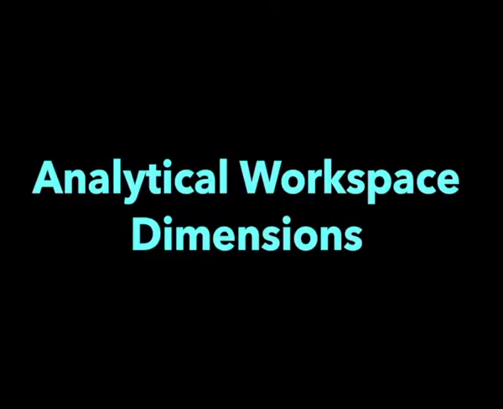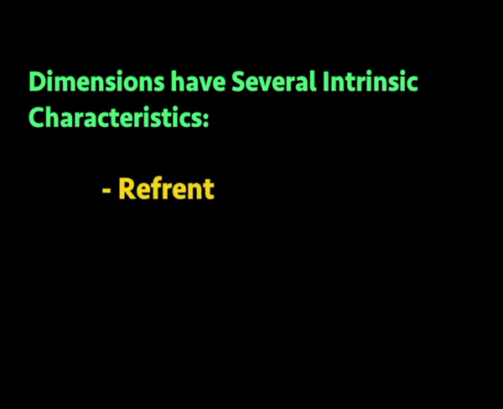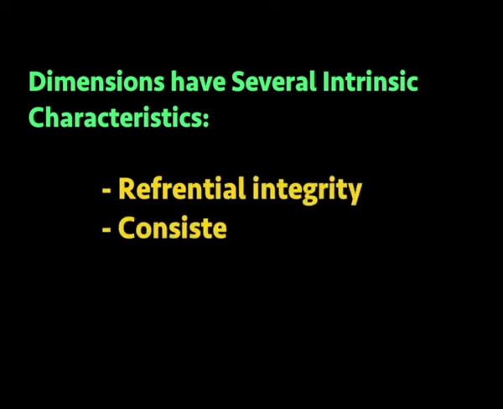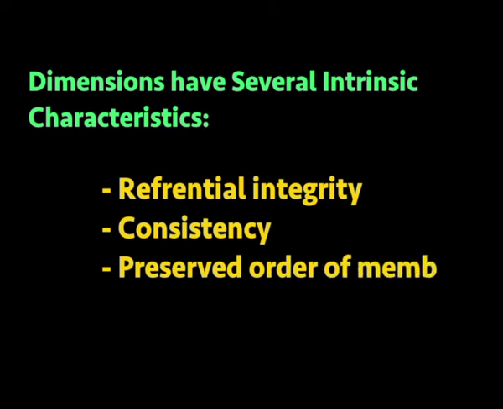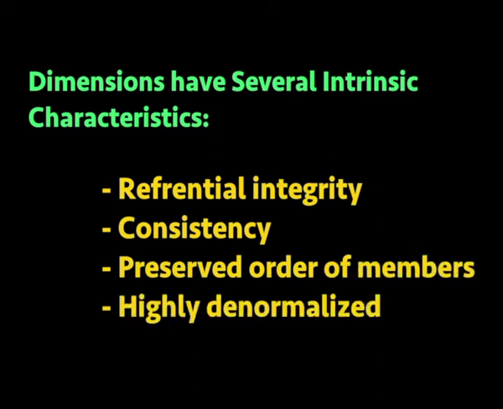Now let us see what the different dimensions of an analytical workspace are. Before that, let me tell you what a dimension is. A dimension in an analytical workspace is a highly optimized one-dimensional index of values that serves as a key table. Variables, relations, and formulas, which store equations, are among the objects that can have dimensions. Dimensions have several intrinsic characteristics that are important for data analysis. Those characteristics are referential integrity, consistency, preserved order of members, and the last one is highly denormalized.